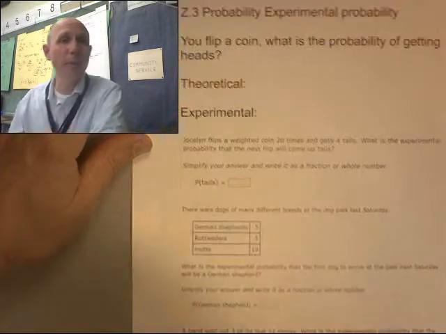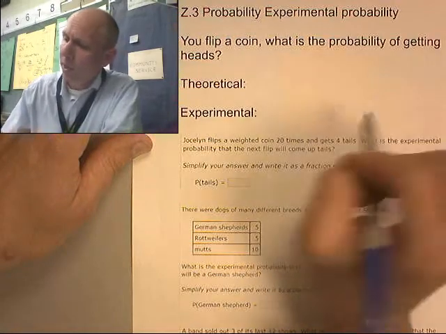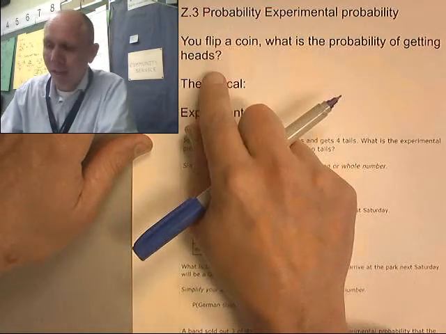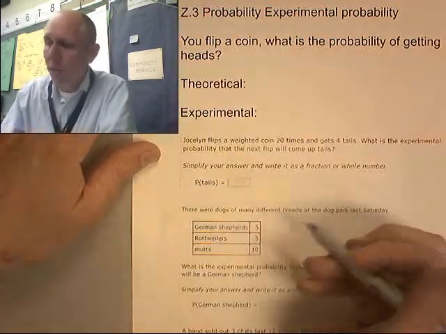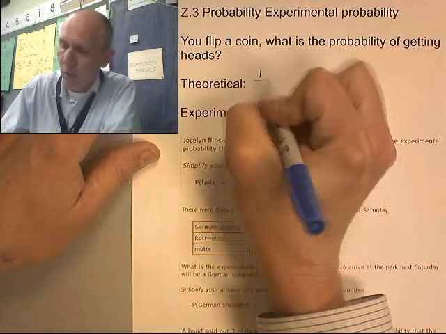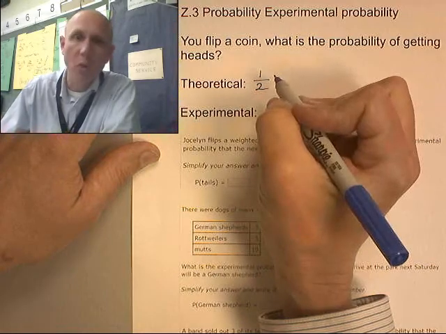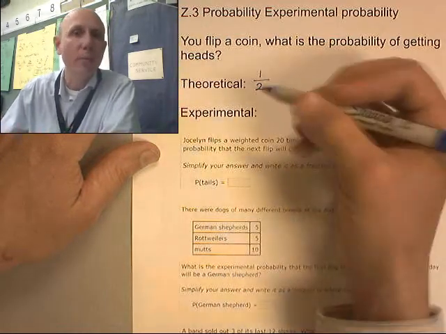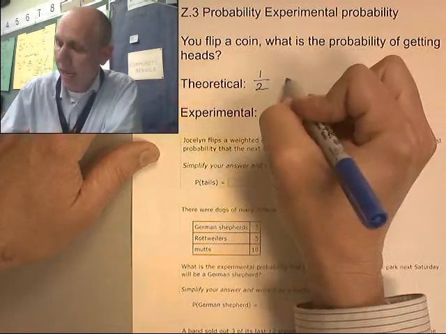So let's do some probability stuff here. We're looking at experimental probability. Imagine you flip a coin. What is the probability of getting heads? Well, I know that's 1/2. There's 1 heads and 2 options. That's the theoretical probability. That is what should happen.